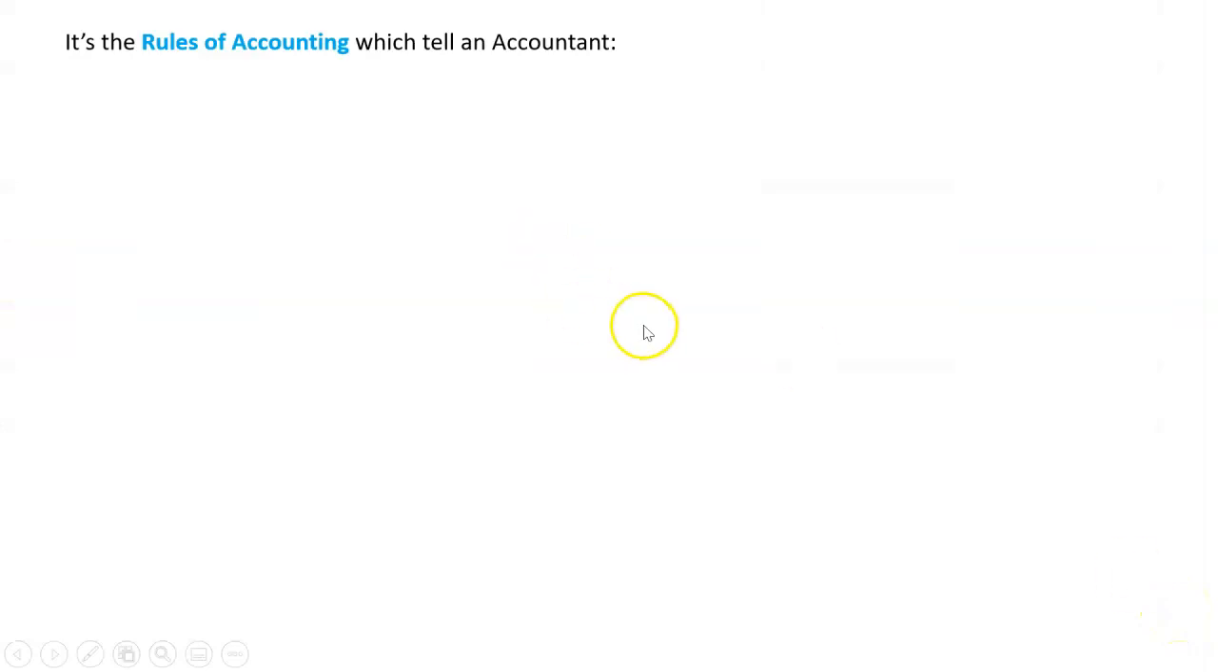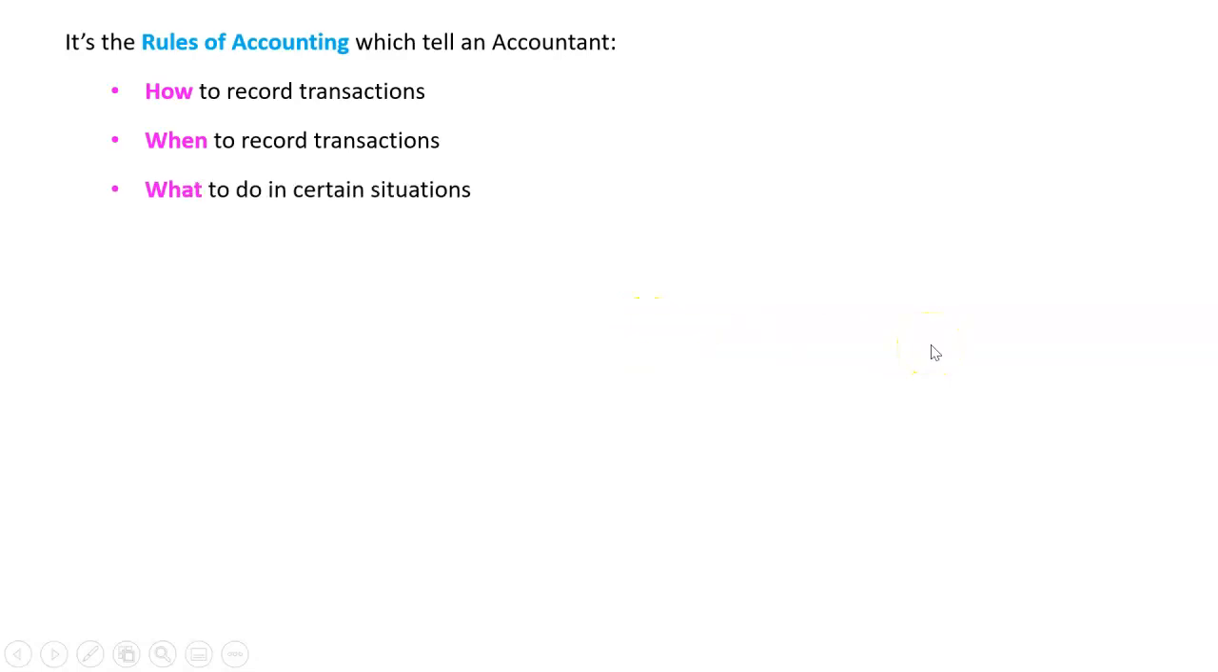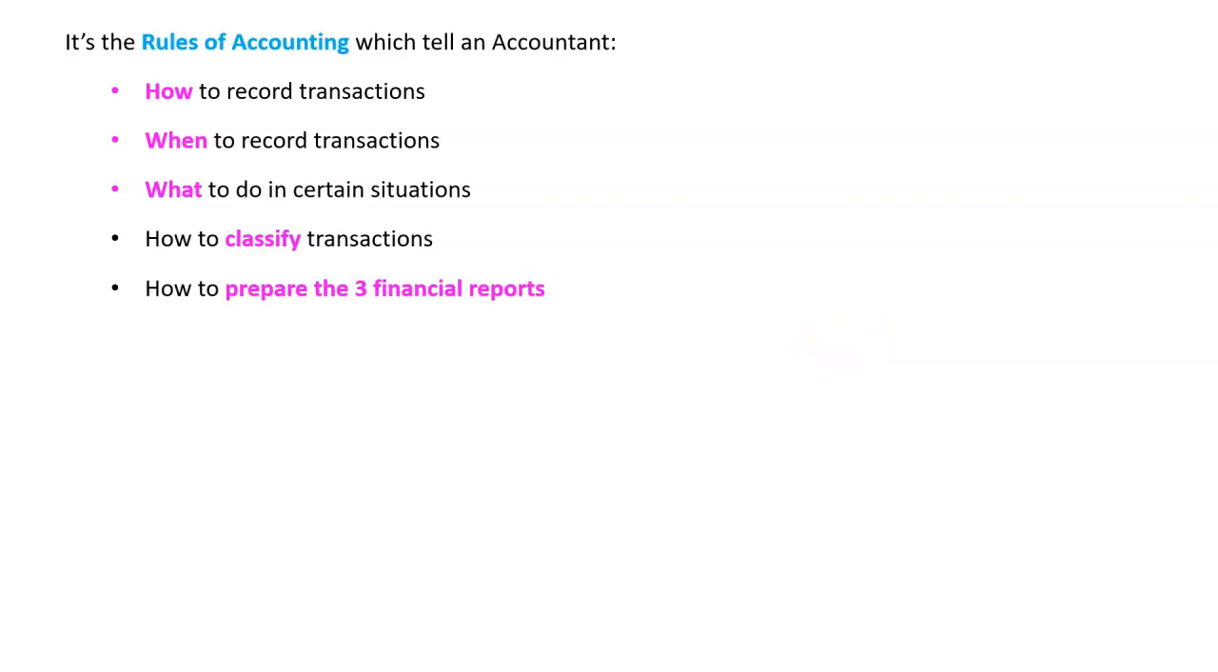And what are those rules? Well, they're going to tell us how to record transactions, when to record transactions, what to do in certain situations, how to classify transactions, so is it this or is it that, and how to prepare those three financial reports. And what we're going to do is break those rules of accounting into two groups and learn them one by one. There's quite a bit to learn, but we're just going to break it down into two groups.